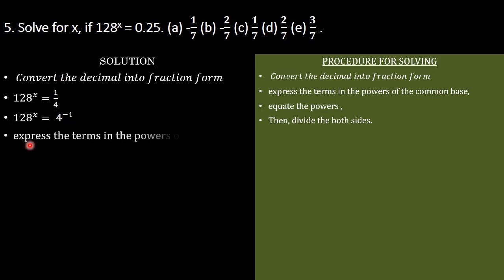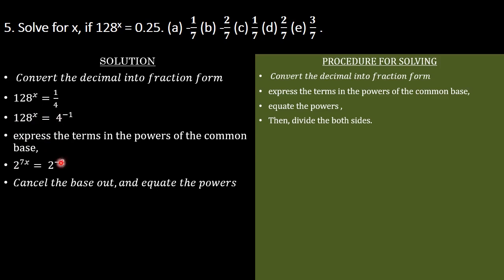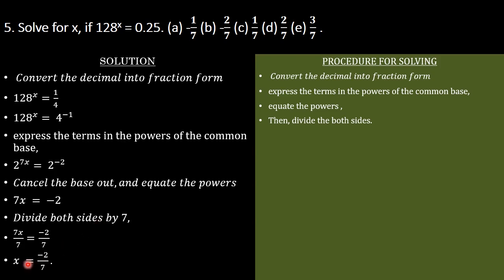Then express the terms in the powers of the common base. When you express these terms in the powers of the common base, you have 2 raised to power 7 for 128. Then here you have 2 raised to power 2. Then cancel the base out and equate the powers. When you cancel this base, you have 7x equals minus 2. Then divide both sides by 7. x now is equal to minus 2 over 7.